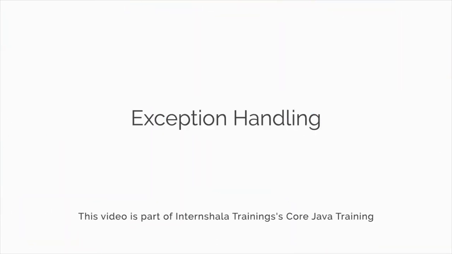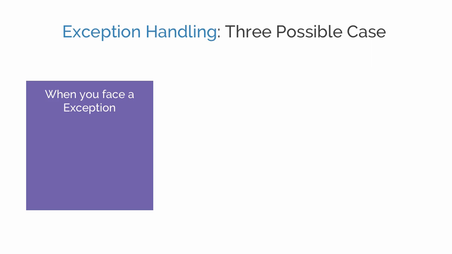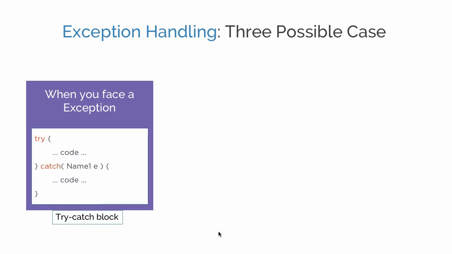In this video, we will learn about exception handling in Java. Now, in case of exception handling as a beginner, you will find there are three possible cases. One of the first possible cases might be what to do when you face an exception. Whenever you face an exception, you need to use the try-catch block. That is, try the code and then catch the exception, right?